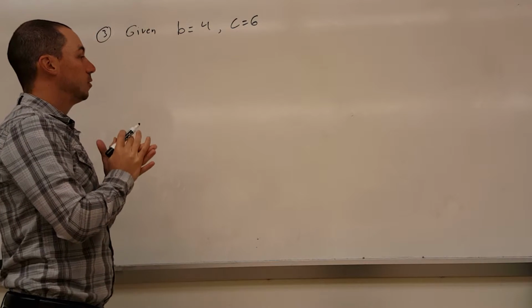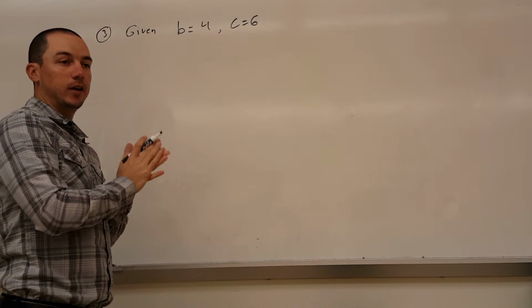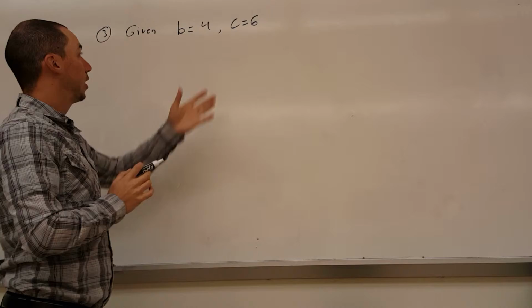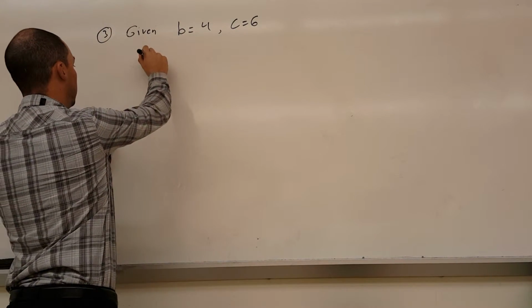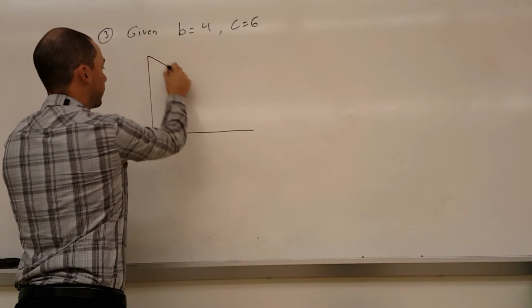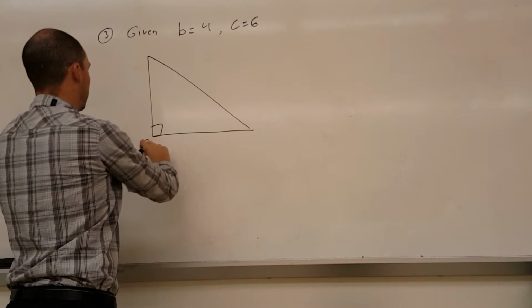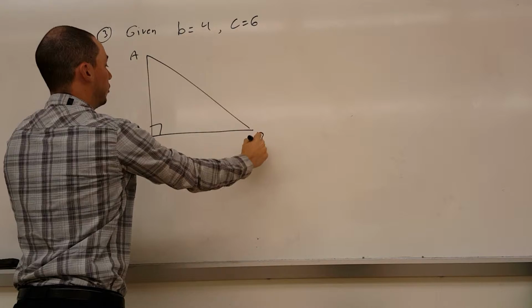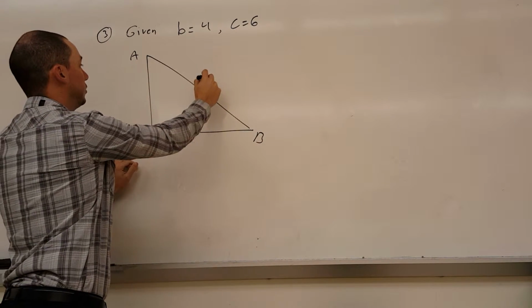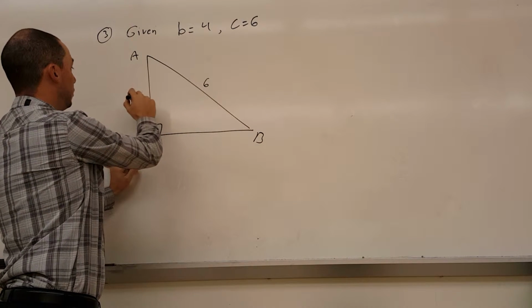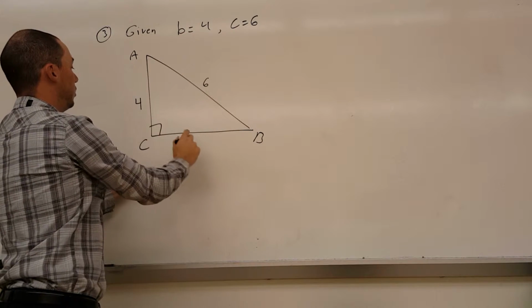Last one here, a little bit different. The previous two examples we were given a side and an angle. This time we've been given two sides and no angles, but a different way to solve it. So let's draw our triangle. I don't know angles A or B. I do know that C, opposite of C, is 6. Side B is 4.